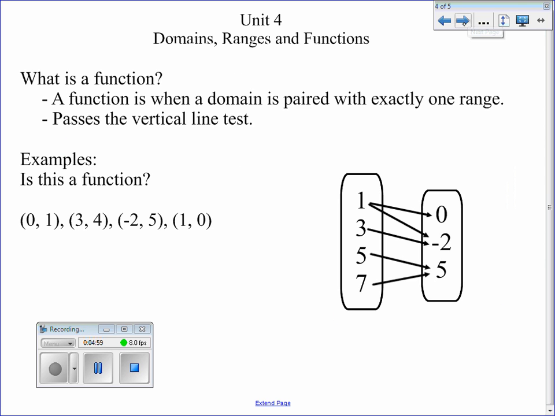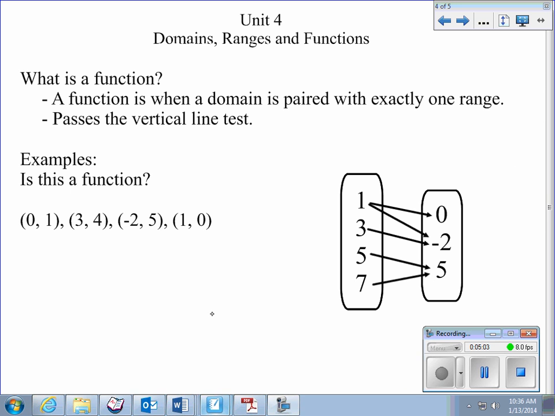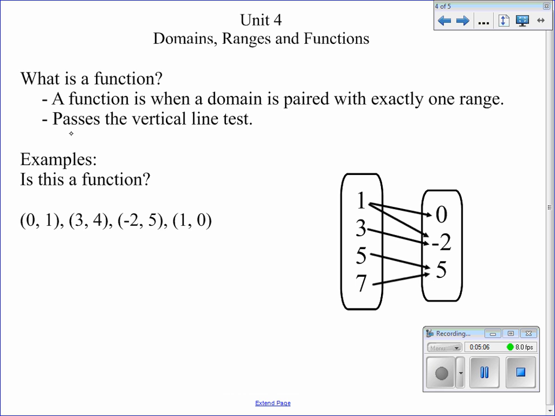Okay, let's try another example. This time we're going to be not only looking at our domains and ranges, but we're also going to try to figure out what makes a function a function. The rule of what makes a function is basically anything is a function if there are no repeats in the domains. And so what I recommend doing is building a t-chart and putting all of my x values on the left side.